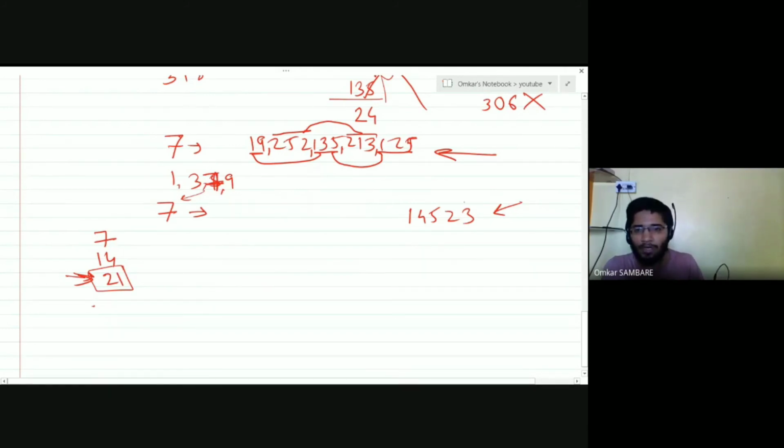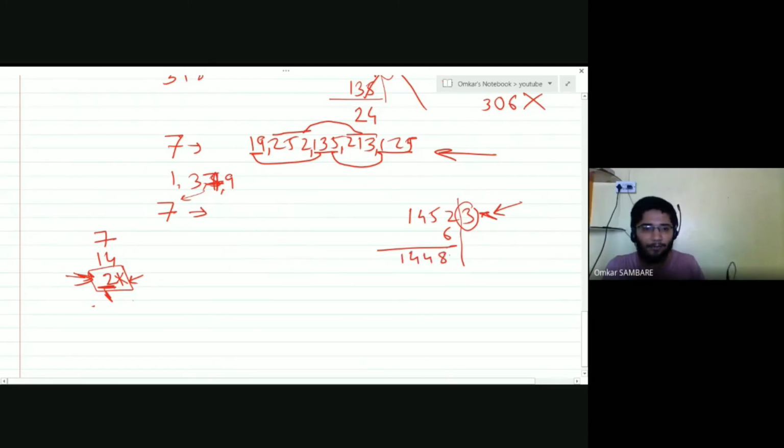So what we have to do is take the last digit, remove it from this number, and take the remaining part, that is 1452. Then 2 into 3 is 6, and now we have to subtract, because 21 is ending with 1. So subtract, and it will be 1448.